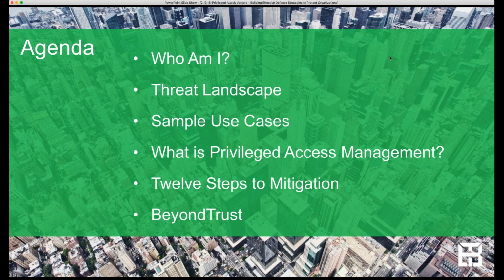We're also going to talk about 12 steps to mitigation, 12 very important steps to managing privileged accounts in your organization, and they don't necessarily need to be followed in order, but they're the best practices recommendations to making sure that anything privileged in your environment is properly being controlled. And then finally, a few slides on BeyondTrust.